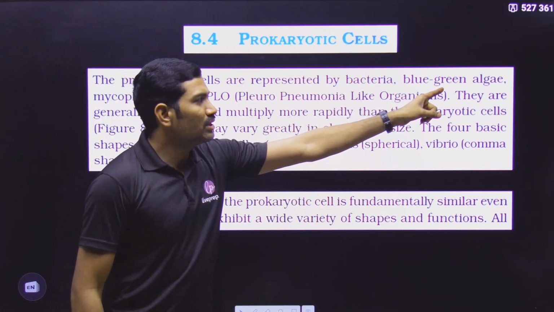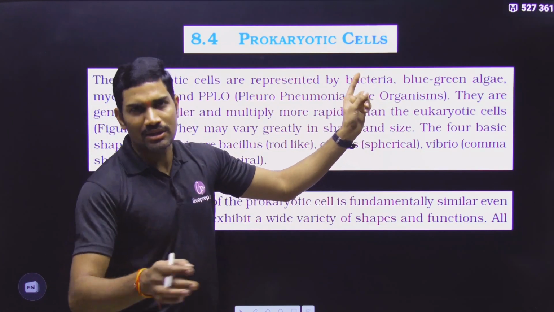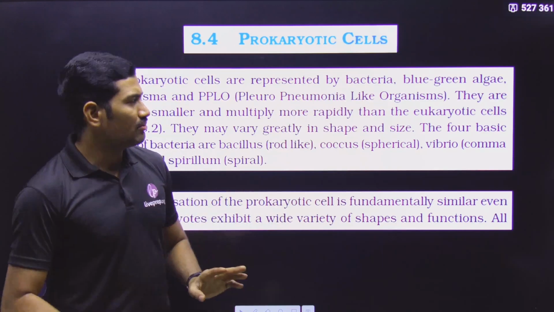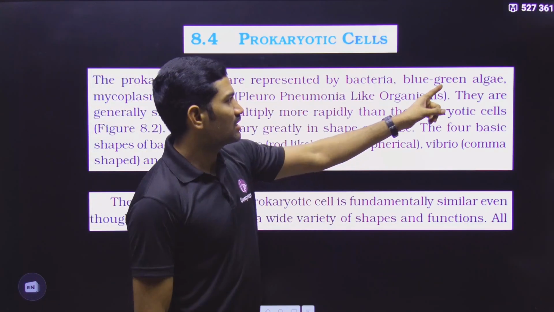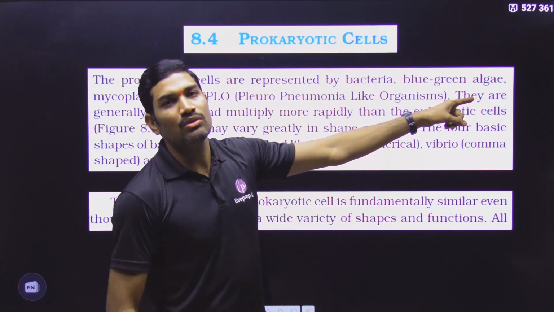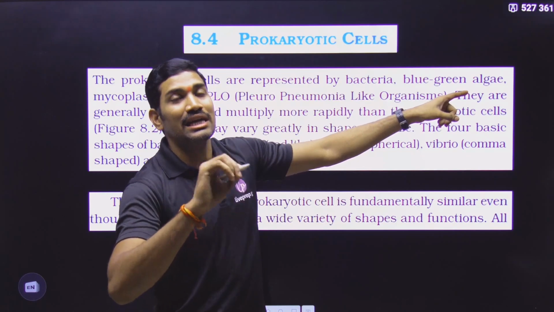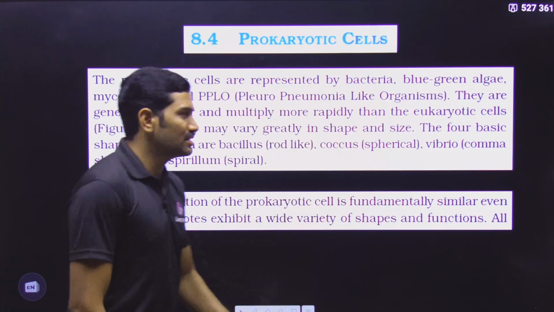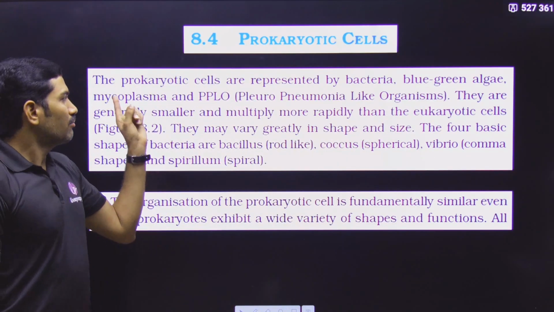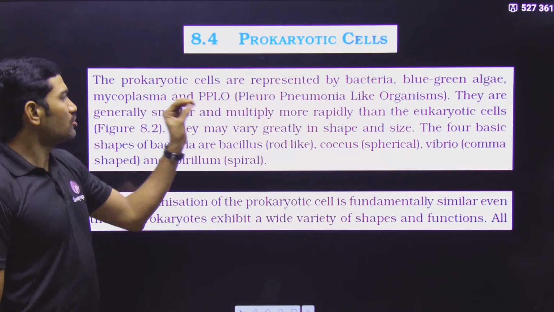Bacteria, blue green algae. Bacteria means eubacteria, archaebacteria, both of them will come under kingdom Monera only. They are considered as prokaryotes only. Next one, blue green algae, underline blue green algae and write cyanobacteria. Blue green algae are also called as cyanobacteria. And then mycoplasma and PPLO. PPLO are also part of mycoplasma.